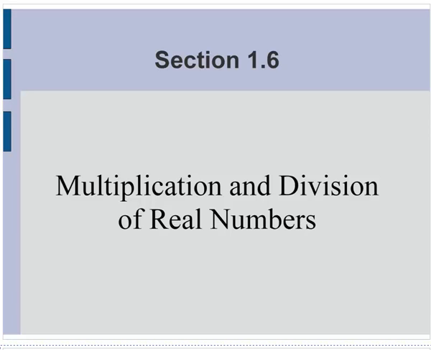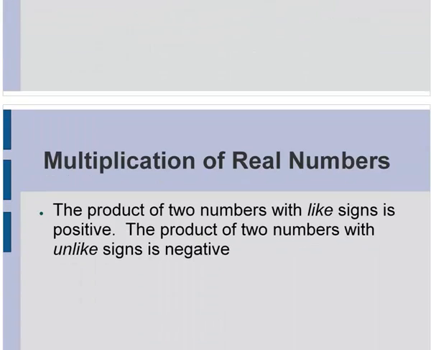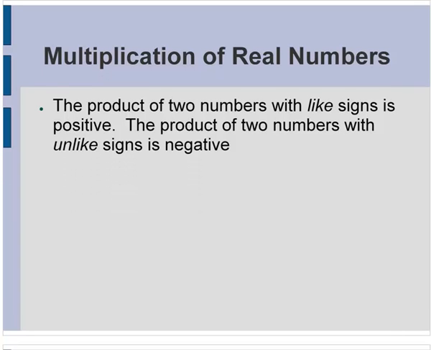Section 1.6, multiplication and division of real numbers. The rule for multiplication says that the product of two numbers with like signs is positive. The product of two numbers with unlike signs is negative. It's really that simple. To multiply numbers with the same signs, you keep the results positive. If you multiply numbers with different signs, the result is negative.